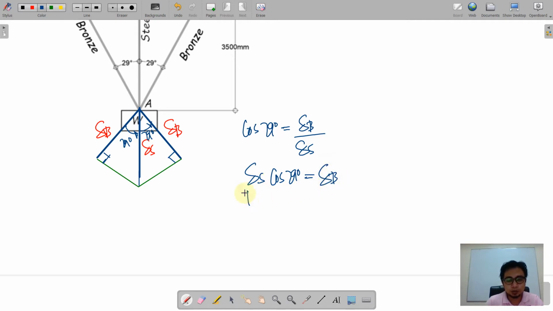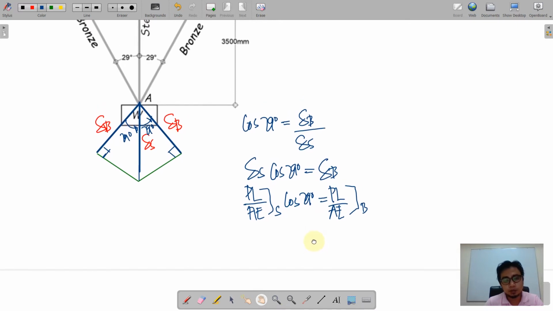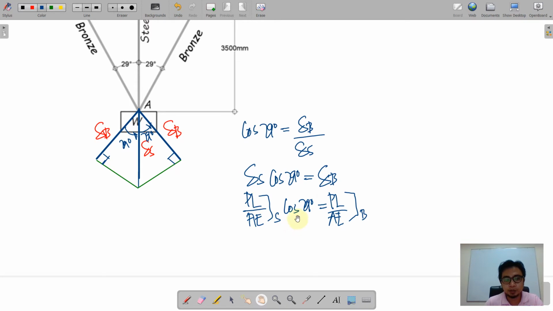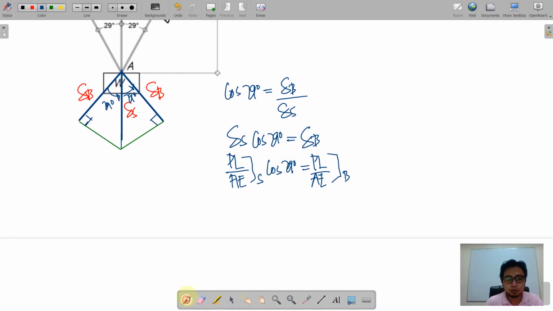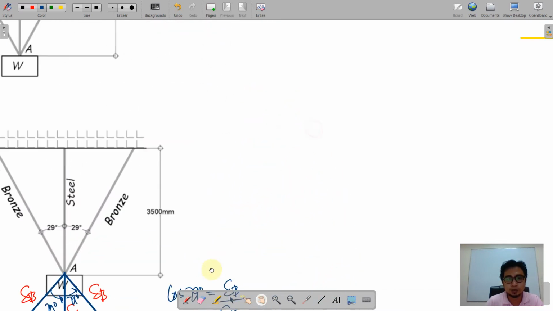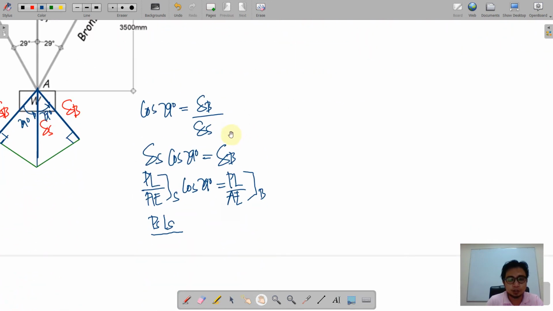So let us substitute the formula for deformation, PL over AE, for steel, and write PL over AE for the bronze. Do not cancel the length here because they have different lengths. The bronze is actually longer than the steel. So we'll proceed to expand our equation and come up with the relationship. This is PS, this is the length of steel, and the area, I think they have a common area of how much? 495 millimeters squared.